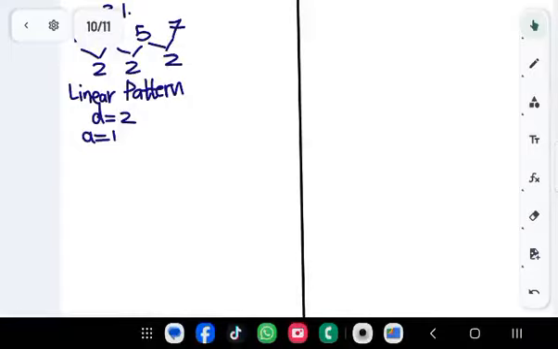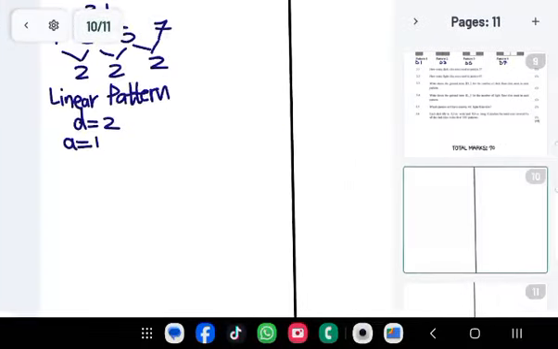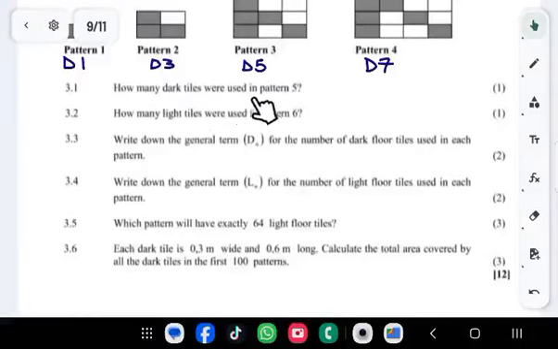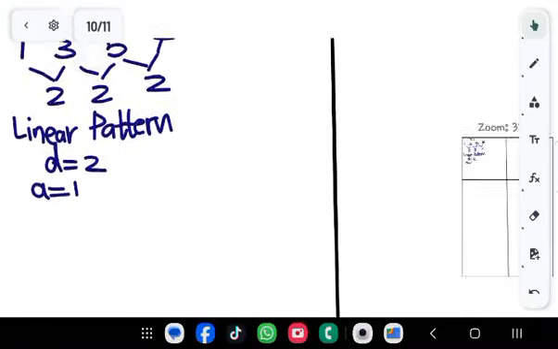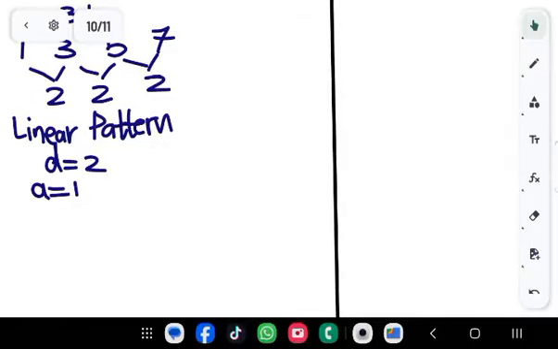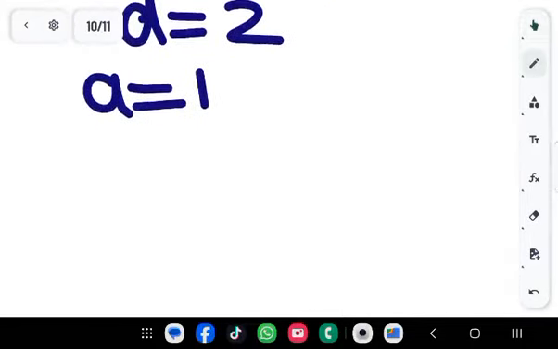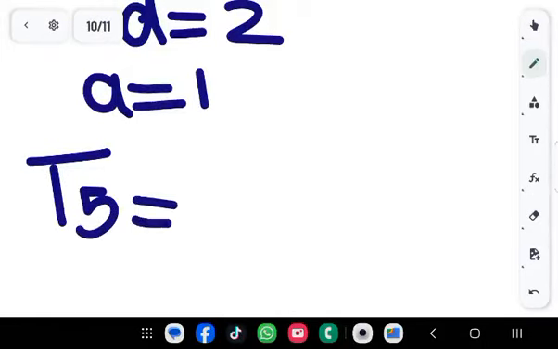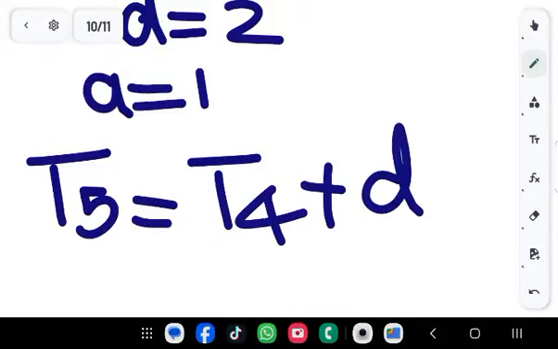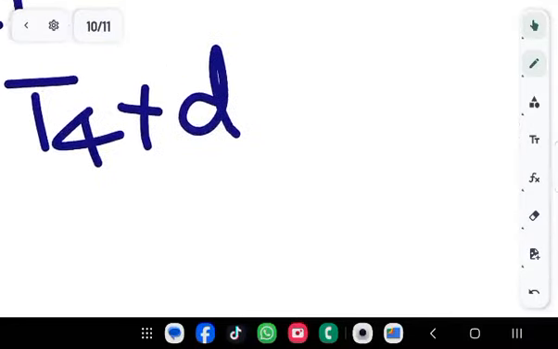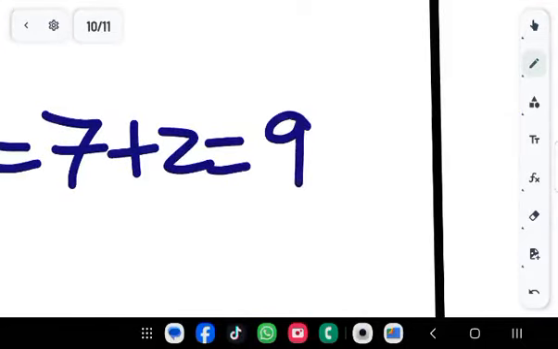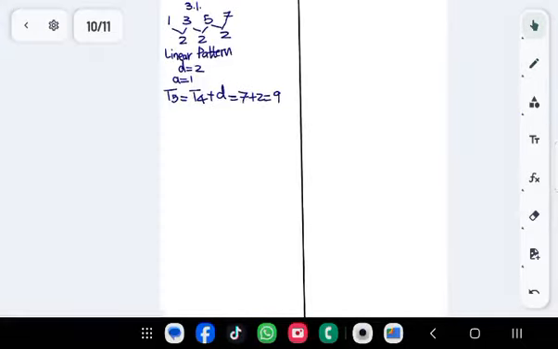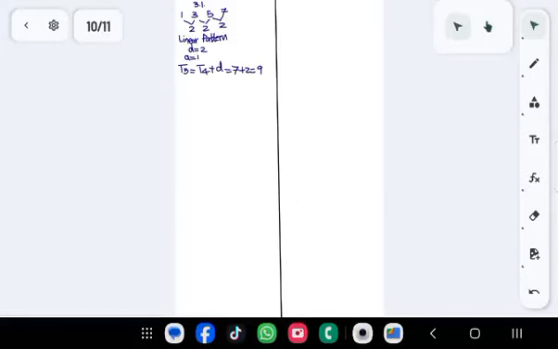Now, to find the number of dark tiles used in pattern 5, that should be easy. In pattern 5, the dark tiles used will be 7 plus the difference. So term 5 will be term 4 plus the constant difference, and that is equal to 7 plus 2, and that gives us 9. So 9 dark tiles were used in pattern 5.